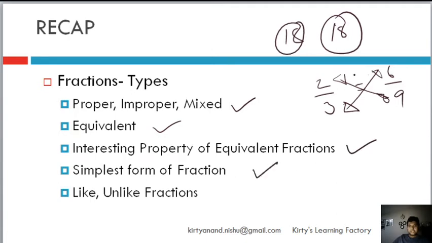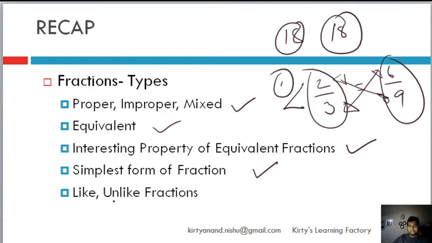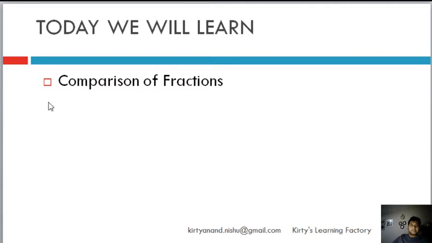Simplest form of a fraction, as you can see right here, 6 by 9 can be reduced to 2 by 3. So 2 by 3 is the simplest form of the fraction because the common factor is just 1. And then we learnt about like and unlike fractions. And today we will learn about comparison of fractions.